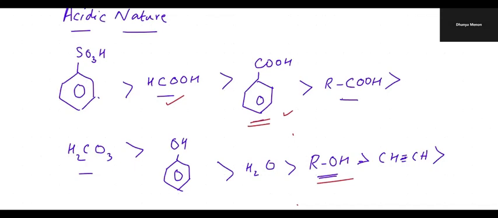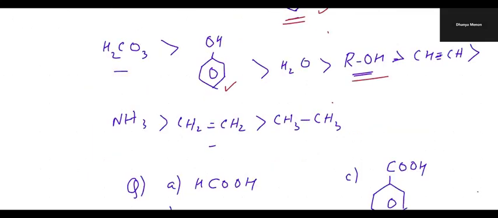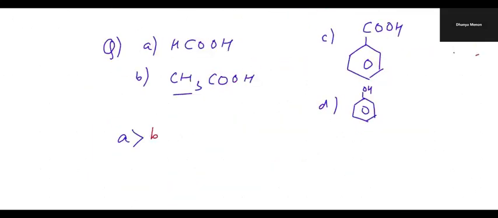So R can be replaced by CH3, right? And then the next one is phenol. So definitely, first one is formic acid, then benzoic acid, then acetic acid, and then phenol. So if you remember the order, it becomes easy to answer the questions, right?